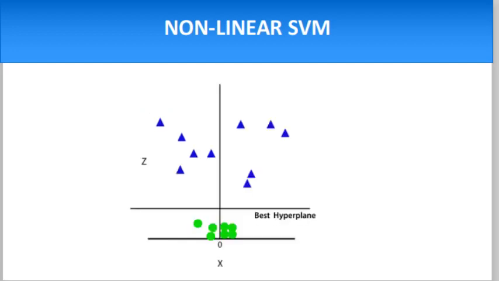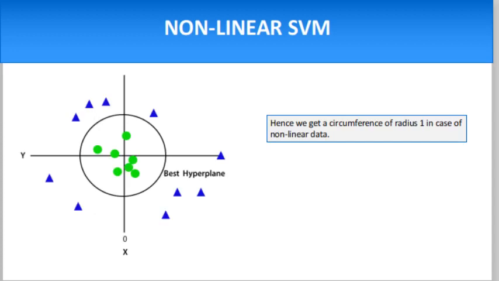Now SVM will divide the data set into classes in that way. Okay, after adding the third dimension, since we are in 3D space, it looks like a plane parallel to the x-axis. If we convert it into 2D space with z equal to 1, then it will become like that. Hence we get a circumference of radius 1 in the case of non-linear data.